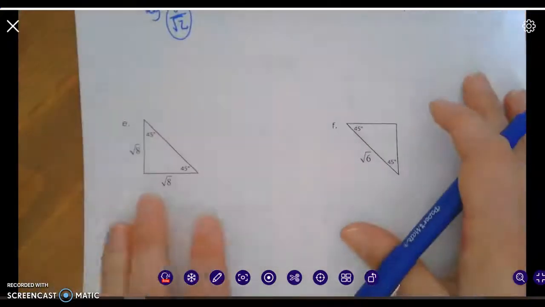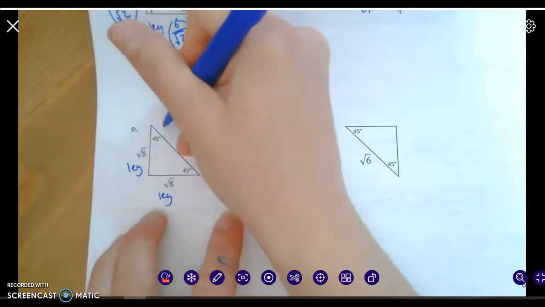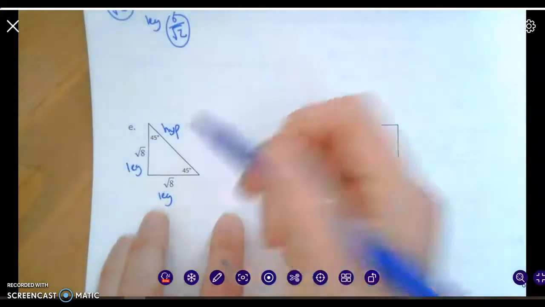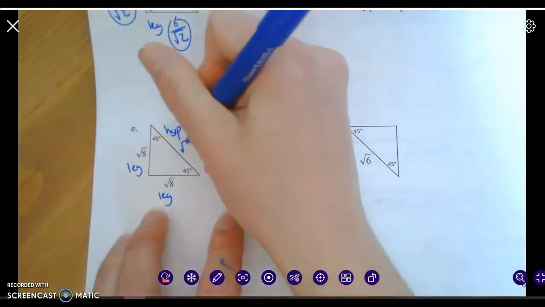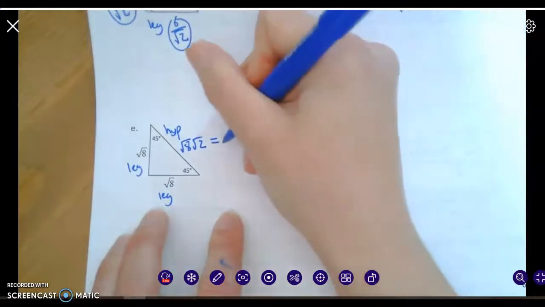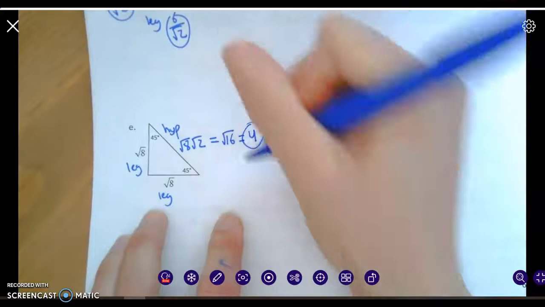Okay, and then E, we are given the length of both legs, so we are looking for the hypotenuse. To go from leg to hypotenuse, we multiply the leg times the square root of 2. And 8 times 2 is 16, and the square root of 16 equals 4.